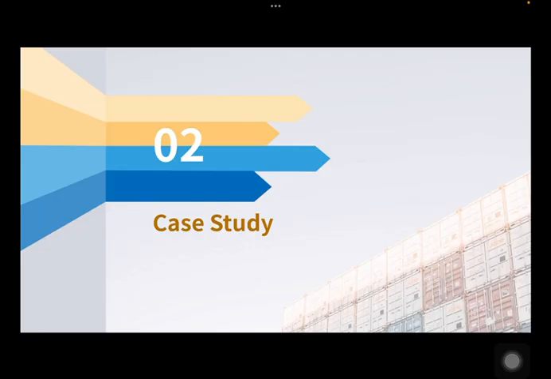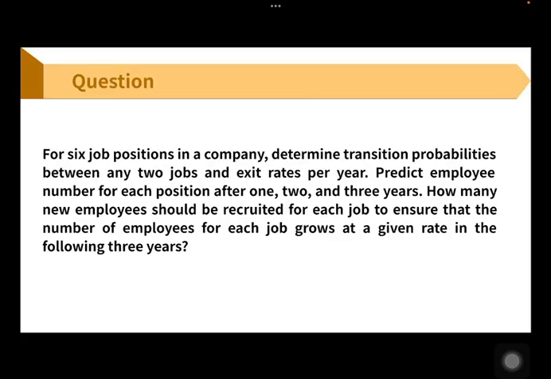Well, in this part, I would like to talk about the case study. Firstly, let me introduce the question of our case study. This company has 6 different job positions. Firstly, we need to determine transition probabilities between any 2 jobs and the exit rates per year. Additionally, we need to predict the employer number for each job position after 3 years.